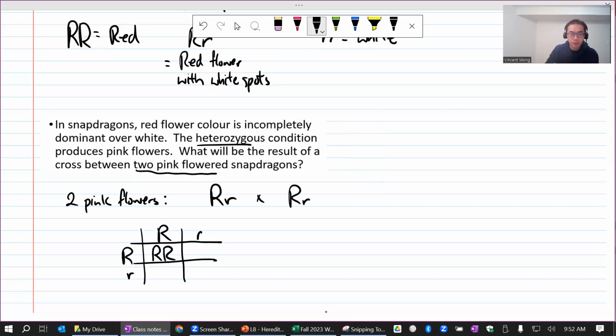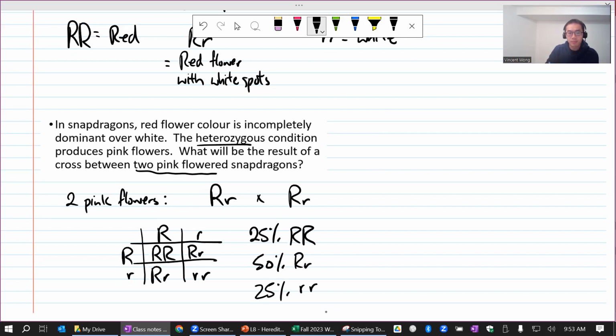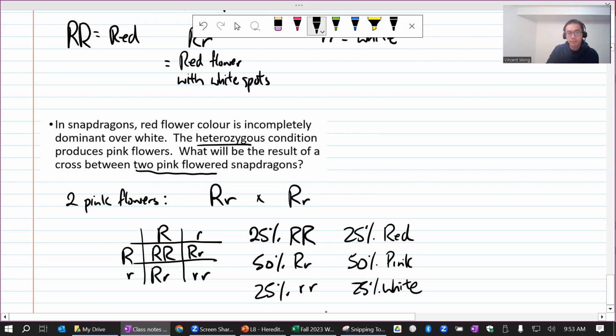Okay, so we will do the regular Punnett square. What's the result? 25% big R, 50% big R, small r, 25% small r. 25% red, 50% pink, 25% white. Right?